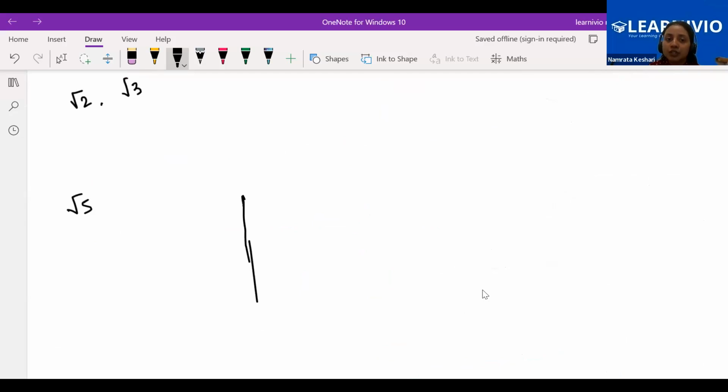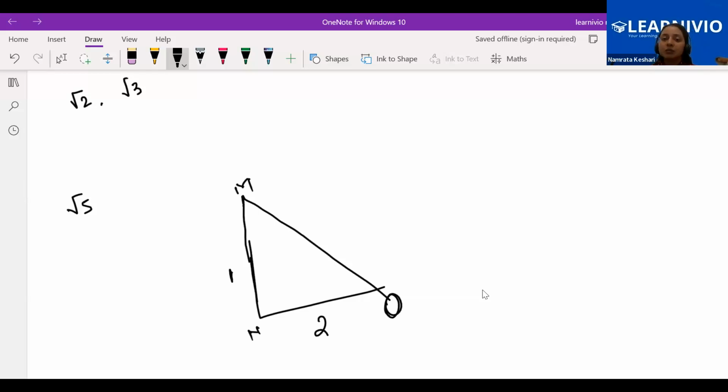Check it, suppose I am taking a triangle. The name of the triangle is MNO. If we maintain one of the sides as, let's say, 2 units and another side as 1 unit, can you tell me what will be the hypotenuse? Ayan, Farhan and Sarah.